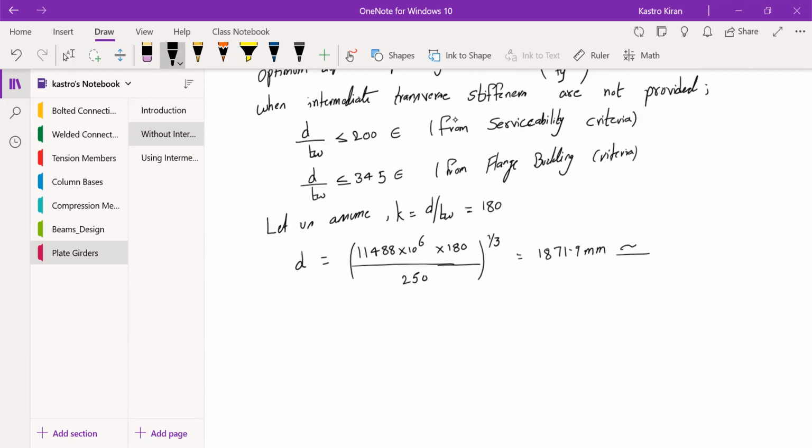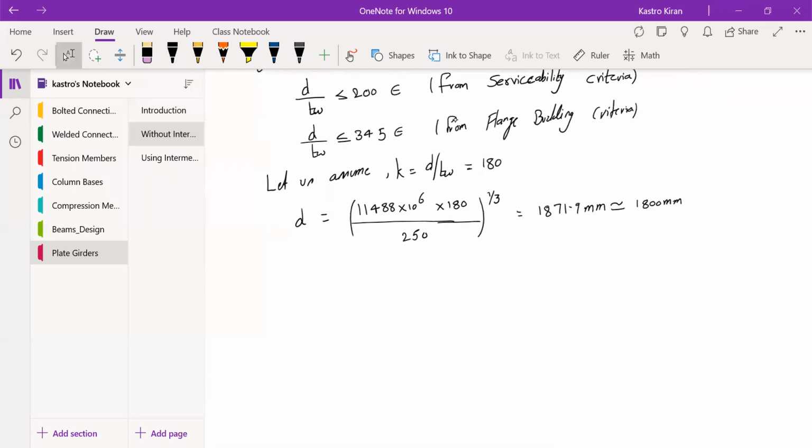You can consider this value as 1900, or you can also come down to 1800. From the serviceability criteria, I am just decreasing the value to 1800 mm. You can also solve it by considering 1900. Make it to the nearest 50 or 100 value, it's up to you. But don't go beyond that and don't go less than 1800. This assumption is purely up to you. So now you have got the depth of web, which is 1800 mm.